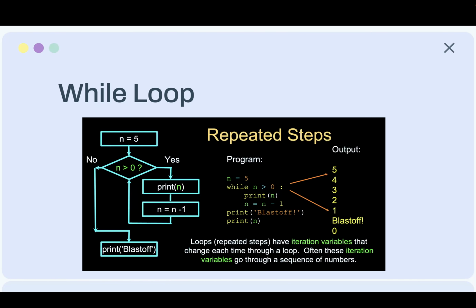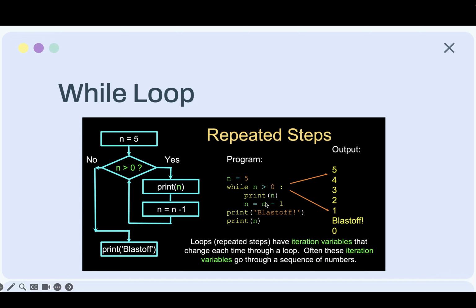While loop. A while loop is a repeated statement, as long as the condition is true. For example, n is 5 and n greater than 0, so it's true, and it will print n. In the next line, we reduce 1, so it becomes 4. 4 is greater than 0, so the condition stays true, and it goes 4, 3, 2, 1.